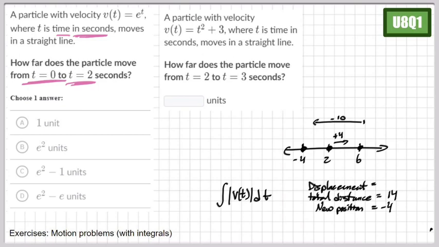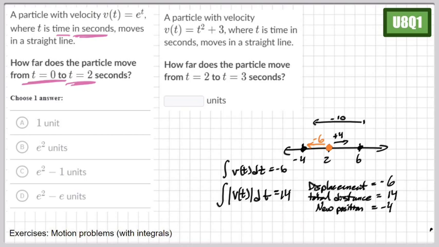What is our displacement? It's right here. This is where we started, and this is where we ended. What is that? That's negative 6. So negative 6 is our displacement. If you did the integral of the velocity function without the absolute value bars, you would get negative 6. This one will give you 14.